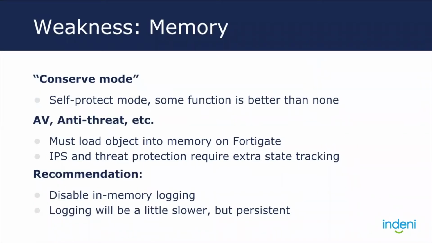The next one, there is a weakness in the Fortinet architecture, and that is memory. Hopefully you've never run into this. Some of you might have. Conserve mode. Conserve mode is an indication that your Fortinet is running low on memory. There's proxy conserve mode, there's kernel conserve mode based on whether you're running out of user space memory or kernel space memory. And the whole idea with conserve mode is I'm going to shut down some functions because some functioning is better than none.